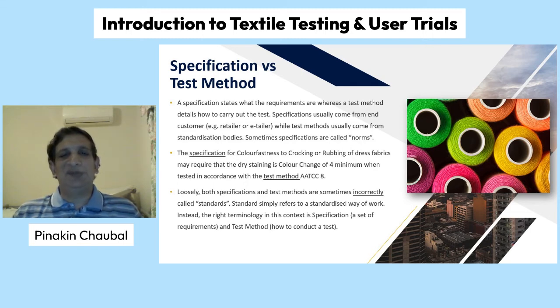Loosely, both specifications and test methods are sometimes incorrectly called standards. Standard simply refers to a standardized way of work. Instead, the right terminology in this context is specification or a set of requirements, and test method or how to conduct a test.